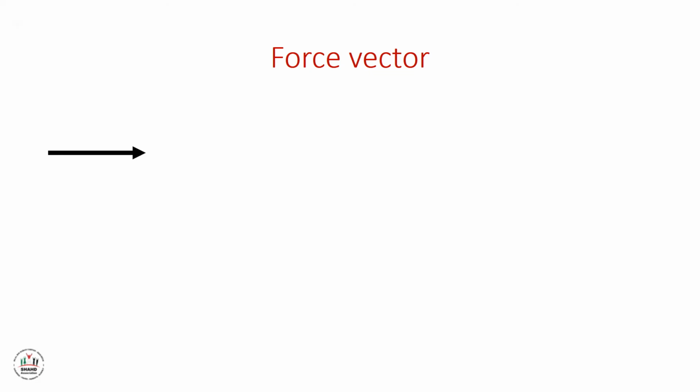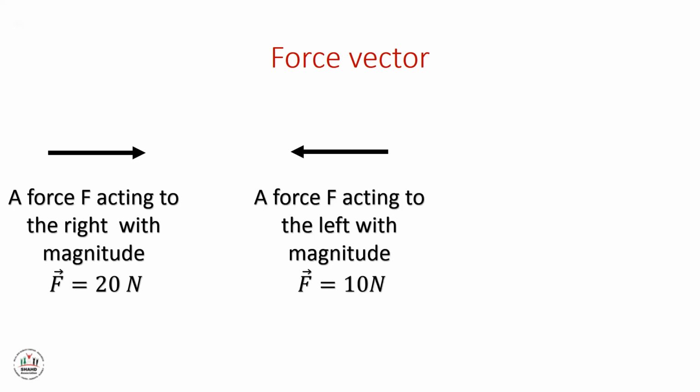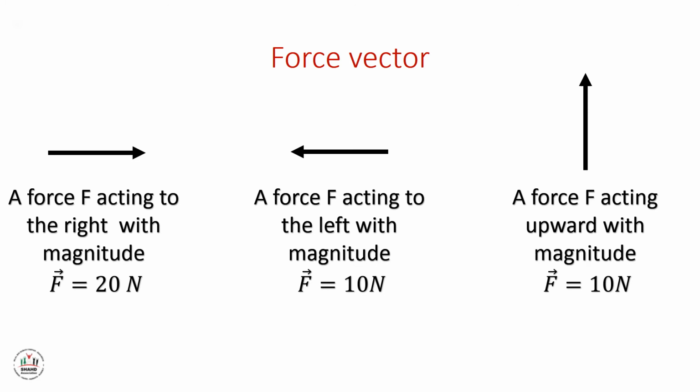The first case, this force is acting to the right and horizontally with magnitude F equal to 20 newtons. The second case, this force is acting horizontally to the left with a magnitude of 10 newtons. The final case, this force is acting upward and vertically with magnitude 10 newtons.